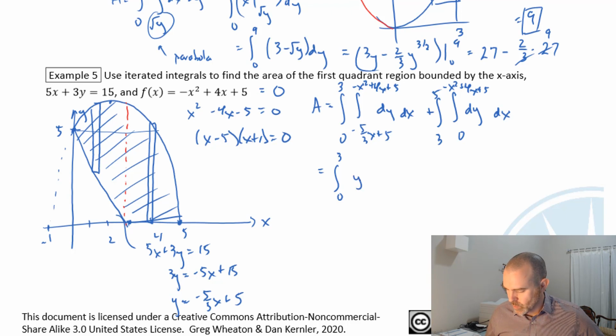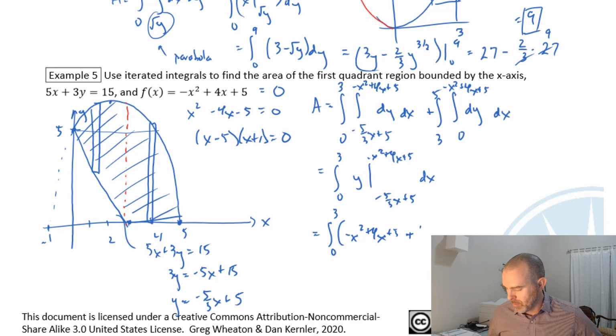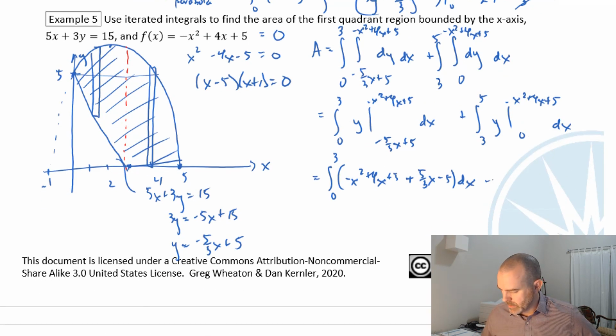We're integrating dy. So that's just y from the bottom curve to the top. And then we're going to integrate that dx. I'll do the second one in a second here. This is the integral from 0 to 3 of negative x squared plus 4x plus 5 minus the bottom one. So that actually ends up being plus 5/3 x minus 5 dx. And then the second double integral, that's the integral from 3 to 5 of y from 0 to negative x squared plus 4x plus 5 dx. So that's going to be the integral from 3 to 5, and then that one will just be negative x squared plus 4x plus 5 dx.